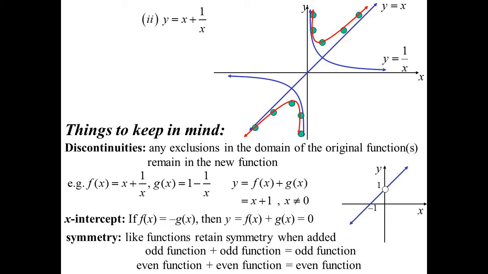So if you have a look at the one we got up there, x plus 1 on x, they were both odd functions. So when we added them together, we still ended up with an odd function. We still got the rotational symmetry. So an odd function plus an odd function will give you an odd function. An even function, if you're adding to it another even function, your answer should be an even function. Now if you add an odd with an even, it's not necessarily going to have symmetry now.